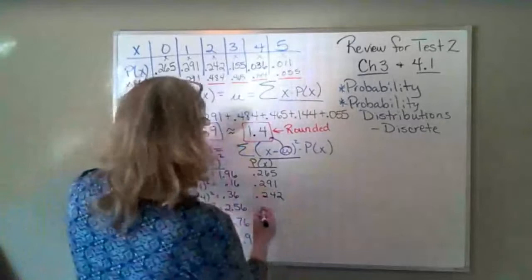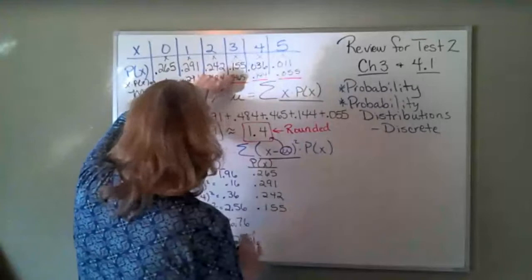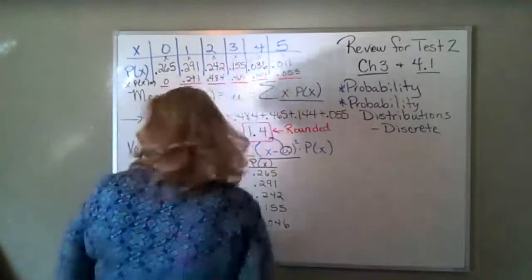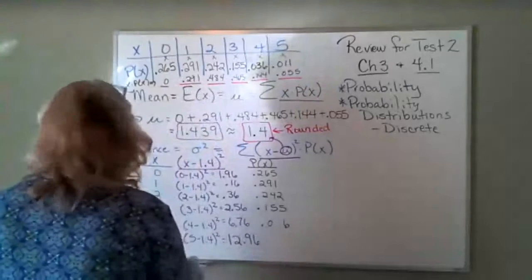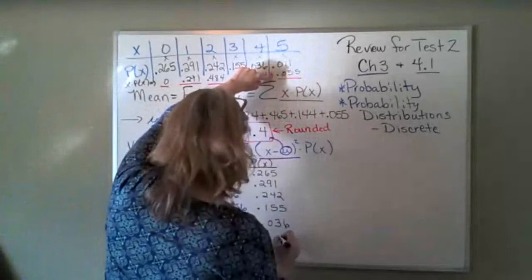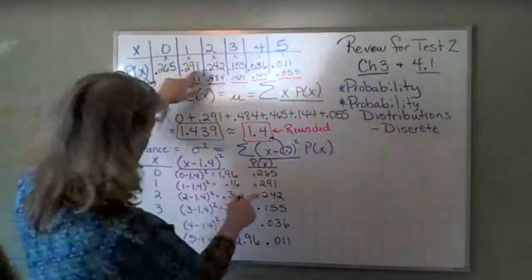Then the probability of 3 is 0.155. The probability of 4 is 0.046. Oh, no, 0.036. Let's use the right numbers. And the probability that there are 5 defects is 0.011. Let me make sure I copied all those probabilities right. Okay.